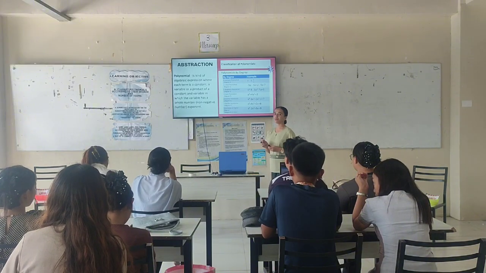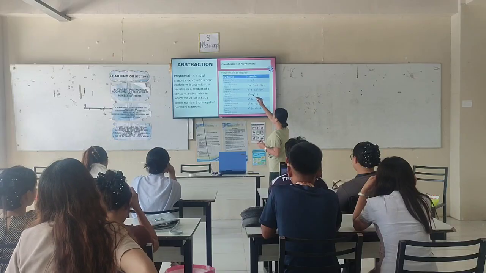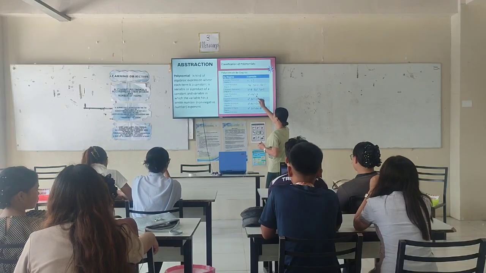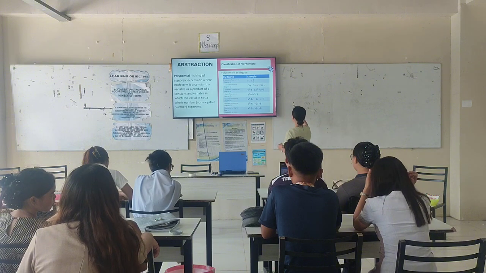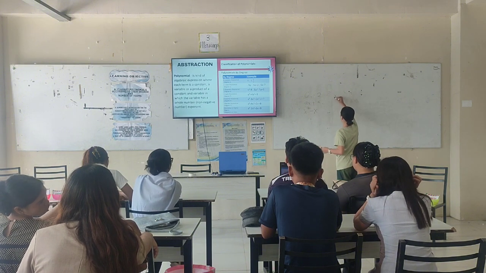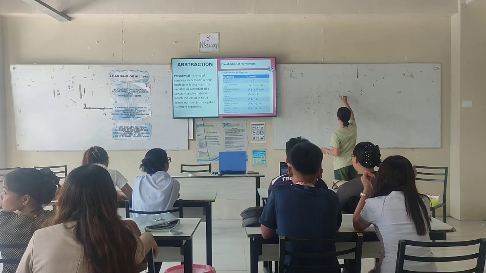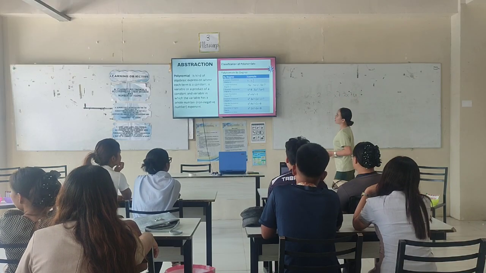Next is the cubic polynomial. The degree of a cubic polynomial is 3. For example, a raised to the power of 3 plus 4a raised to the power of 2 plus 3. Another example is x raised to the power of 3 plus 2x plus 1.